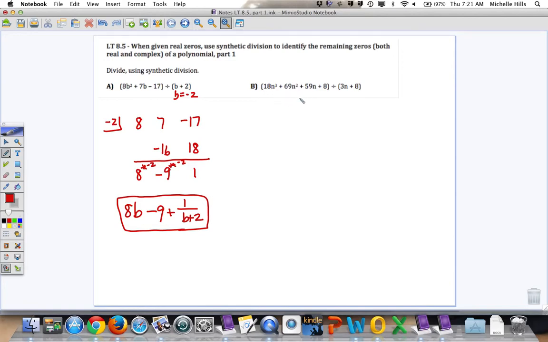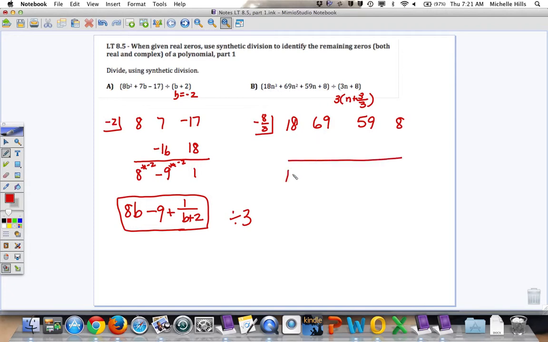Here's where I run into problems, and here's where normally I would not use synthetic division, because this is a 3n plus 8. What I really have to do is to factor this 3 out and make this n plus 8/3, which means I'm going to put a negative 8/3 here. And then, at some point at the end, we're going to have to do a big divide by 3 to take care of that 3. So, I have 18, 69, 59, and 8. I didn't have any missing terms, so I don't have to put a 0 anywhere.